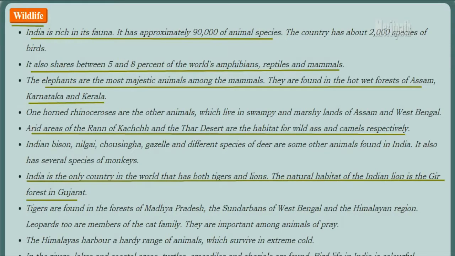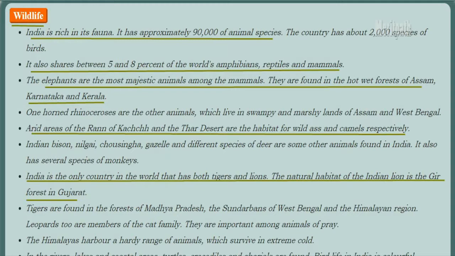Next is wildlife. India is rich in fauna. It has approximately 90,000 animal species and the country has 2,000 species of birds. It shares 5 to 8% of world's amphibians, reptiles, and mammals. Elephants are the most majestic animals among the mammals. They are found in wet forests of Assam, Karnataka and Kerala. One-horned rhinoceros are also found in Assam and West Bengal.